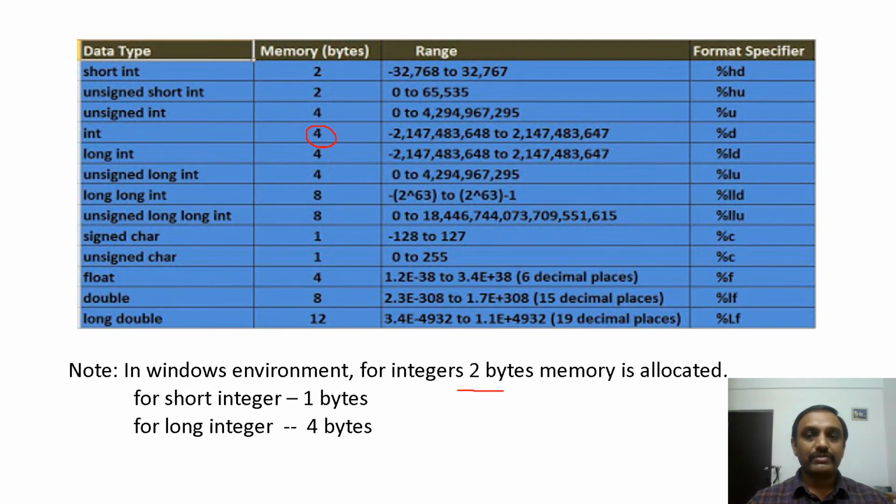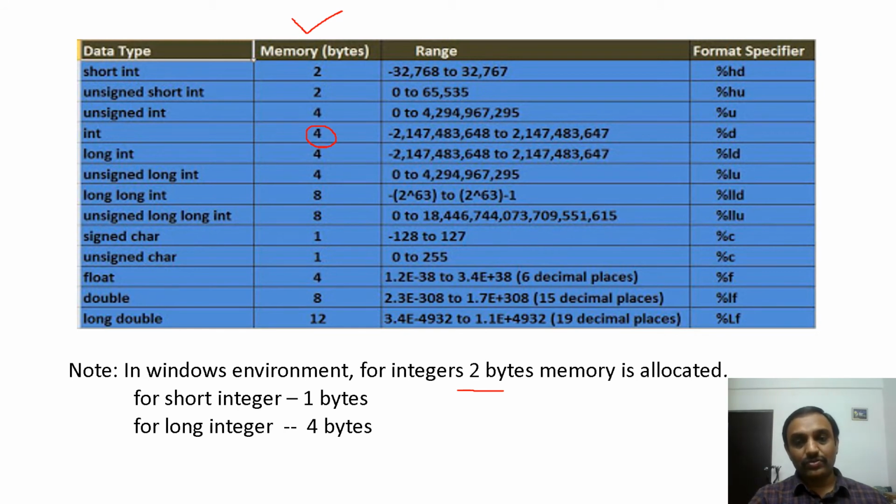Now, you observe this table where memory is decided. So for short int, long int, what do you mean by this short int and long int? If you declare one variable as a short int, 2 bytes of memory are allocated. For integer, 4 bytes. For long int, 8 bytes of memory are allocated. So if you want to store bigger numbers, we have to go for long int. If you want to store some medium numbers, we have to go for integer.